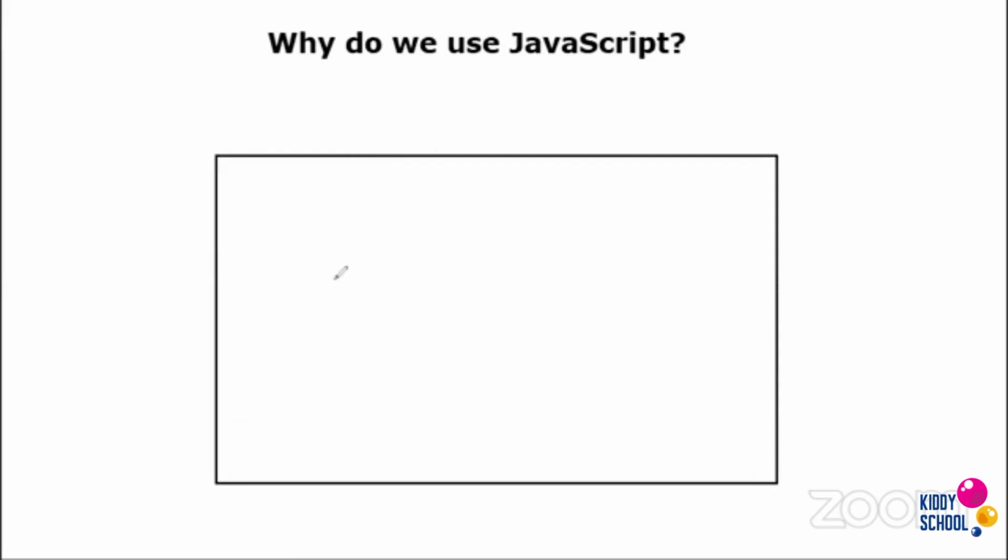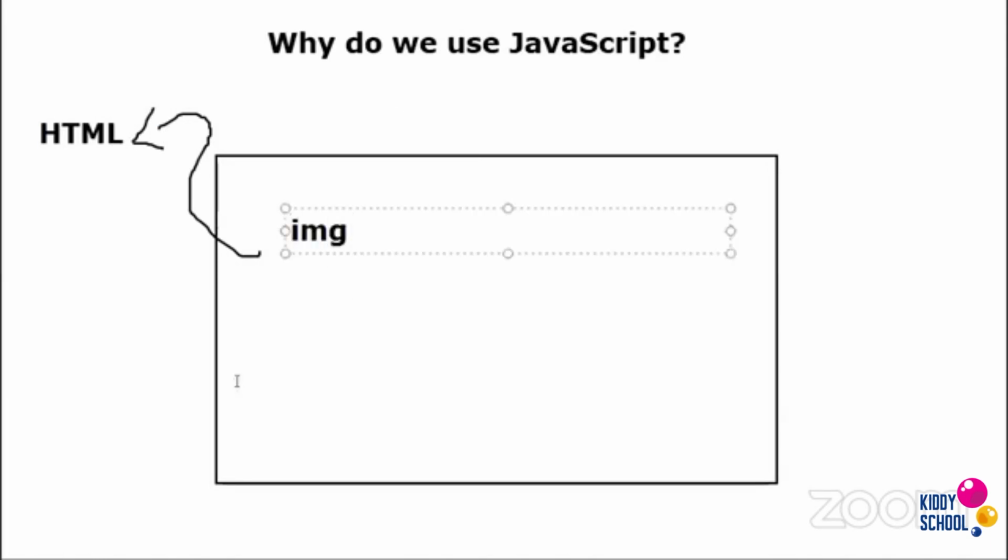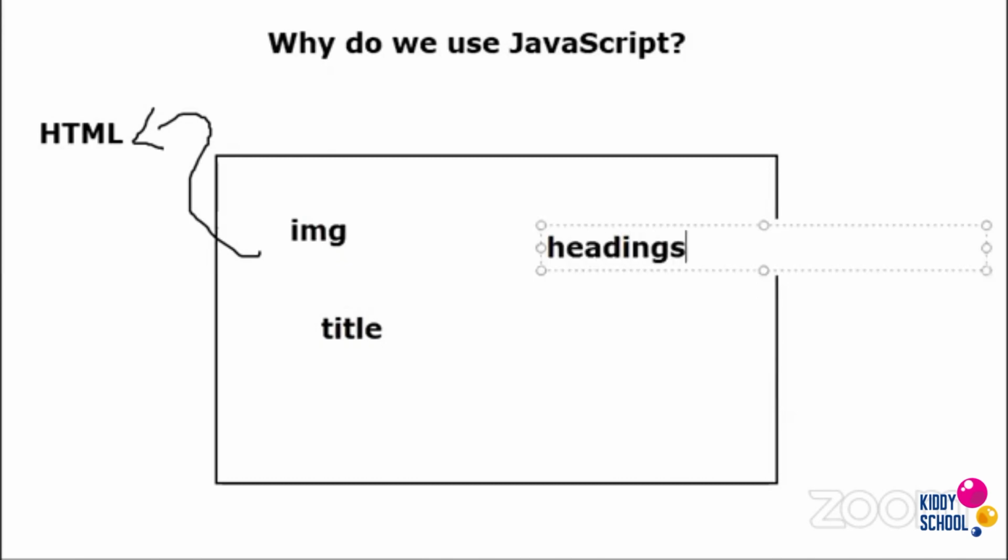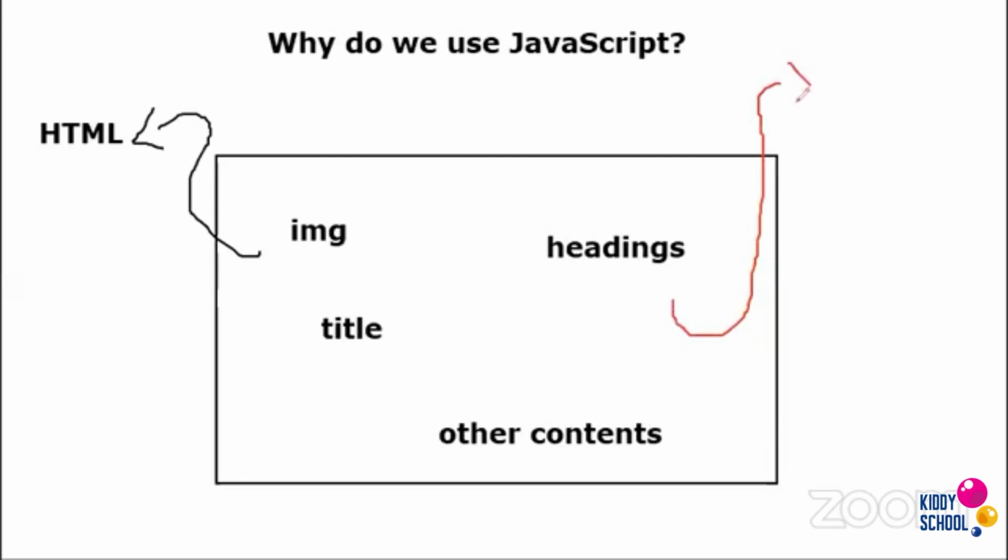Cool. Let's say so far what we have done was we added HTML to it, and what HTML does is it gives the content. We added images, we added a title, headings, and other content. Let's say we just added some CSS code. I'm going to write CSS over there. Now, CSS actually helps us design the web page.